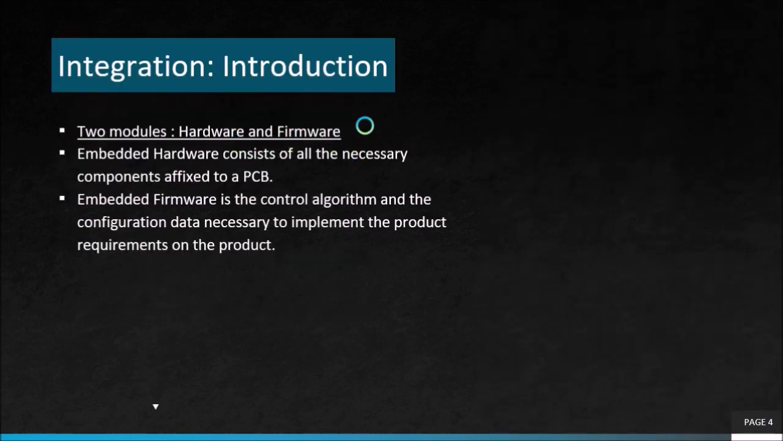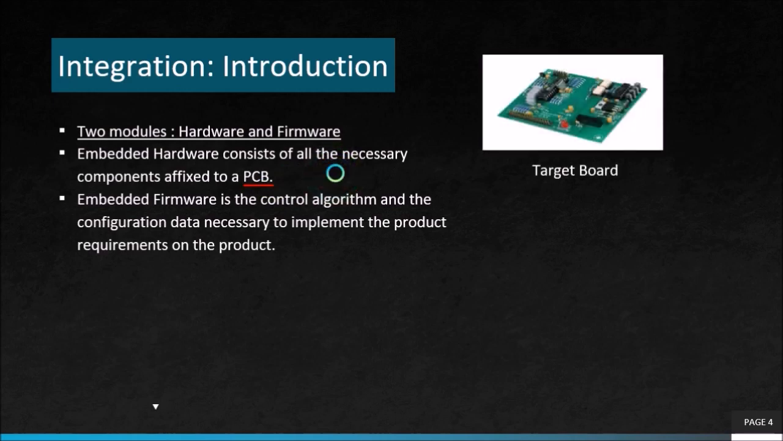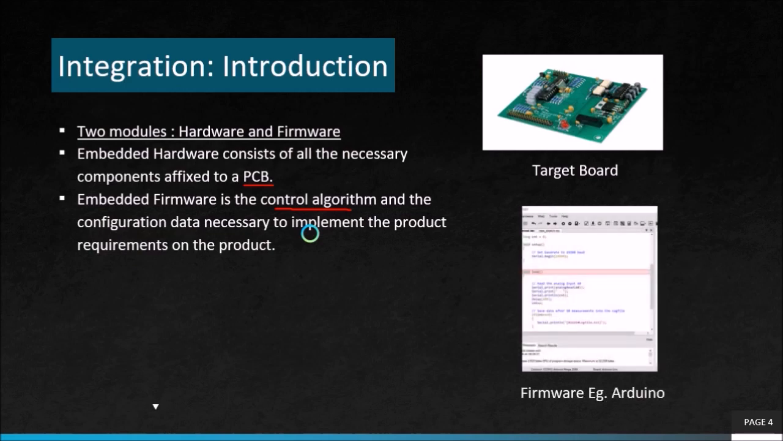A hardware is just a board which has all the required components soldered onto it. This can be a commonly seen PCB, which is also referred to as the target board here. Software makes up the logic of how data should flow through these hardware modules and what output should be returned. This is also referred to as the firmware of an embedded system.